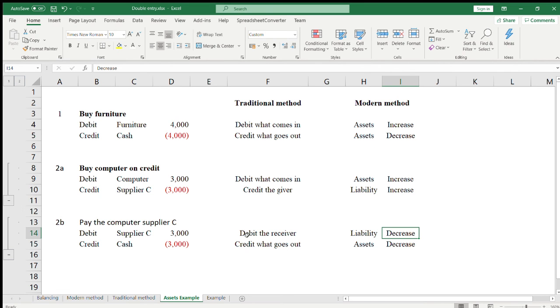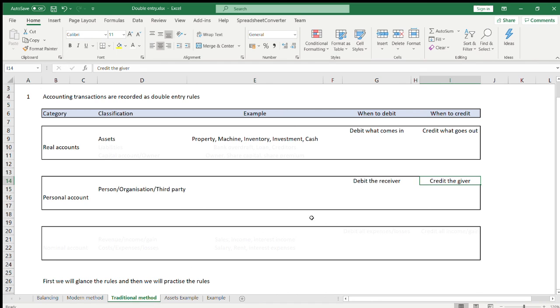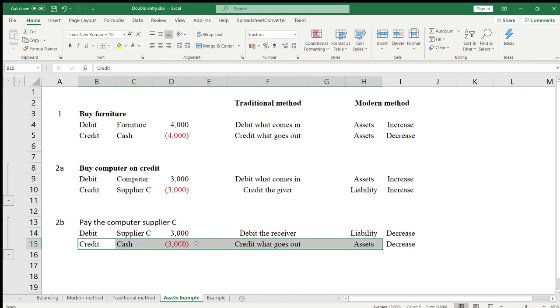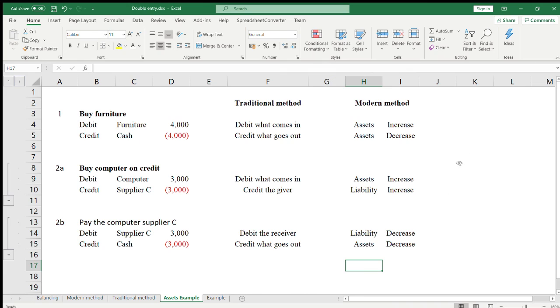At the same time, debit the receiver. Who is the receiver? Supplier C is the receiver. That's why we have debited him. Traditional method: debit the receiver, credit the giver. So in this way he is the receiver, so he is debited. If you understand this full concept, you will know it. Okay, thank you.